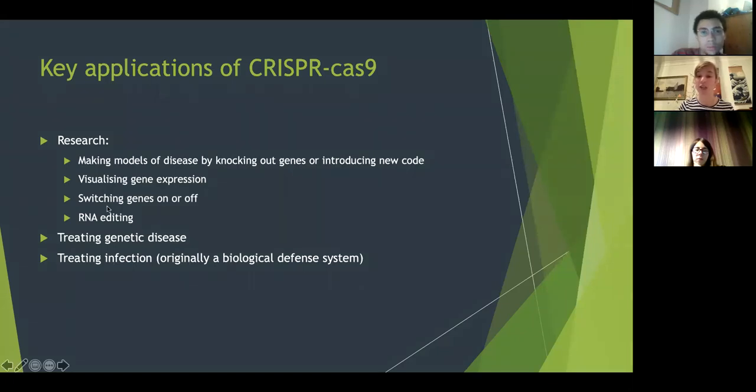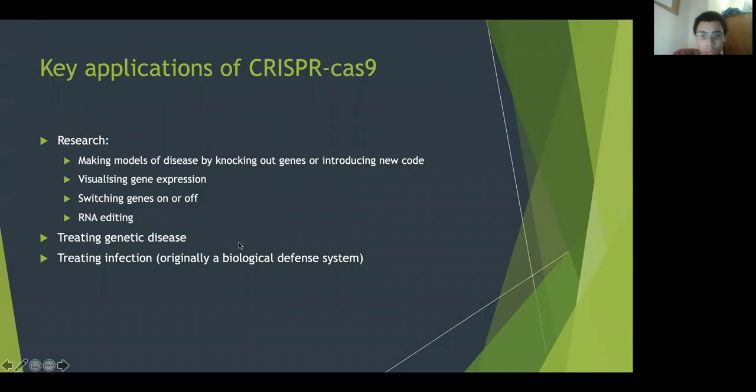Can visualize gene expression. Do you think, oh gosh, yeah, that wouldn't work, like, there are so many scientific reasons why that would do nothing to your cells, this injecting you with Cas9. The immune system would be on that protein like a shot. Switching genes on or off, RNA editing, treating genetic disease, and potentially treating infections. This could be a really interesting avenue for antibiotic resistance.